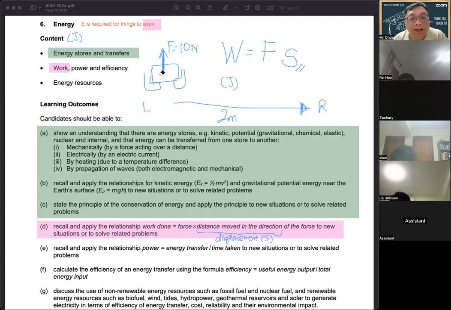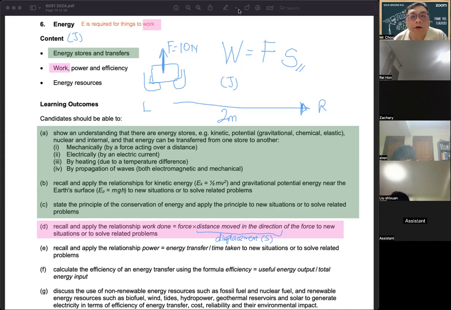So for this case, it is 0 because the phone did not move in the same direction as the force. Your S is 0, it is parallel to the force, so the work is 0. So there will be no work done on the phone. Okay, so all of you say no, that is correct. Are you clear about this?